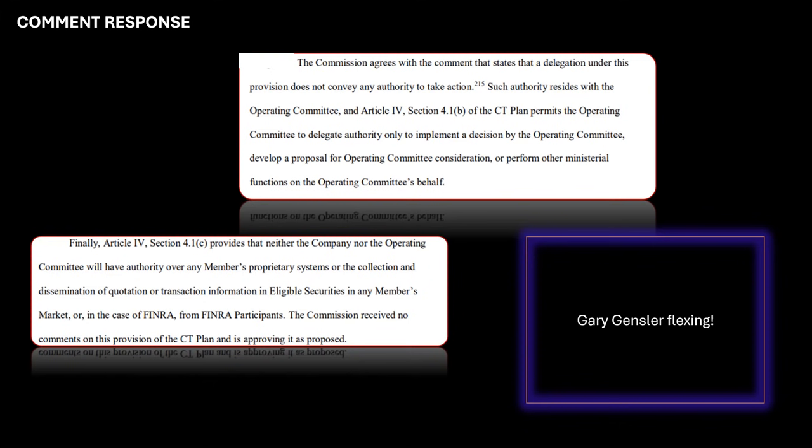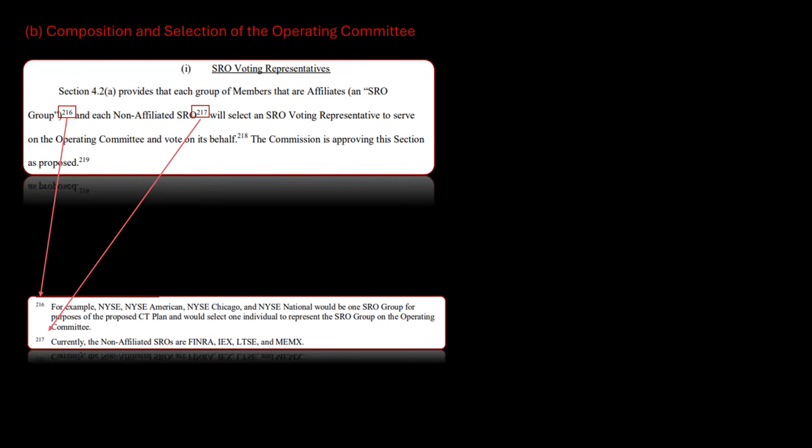The Commission received no comments on this provision of the CT plan and is approving it as proposed. Okay, composition and selection of the operating committee.